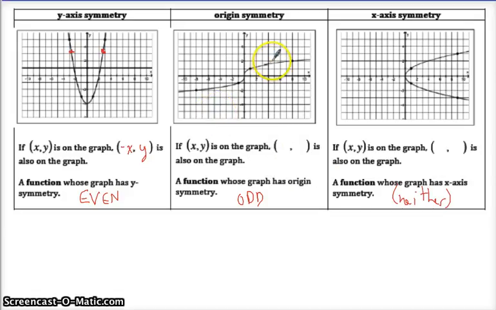Okay, if some point xy is here, I also know that there's a corresponding point down here. xy and x, negative y are both on the same graph. It's odd. Here, if xy is on the graph, I have the same x with the opposite y. That's actually not very useful for anything.